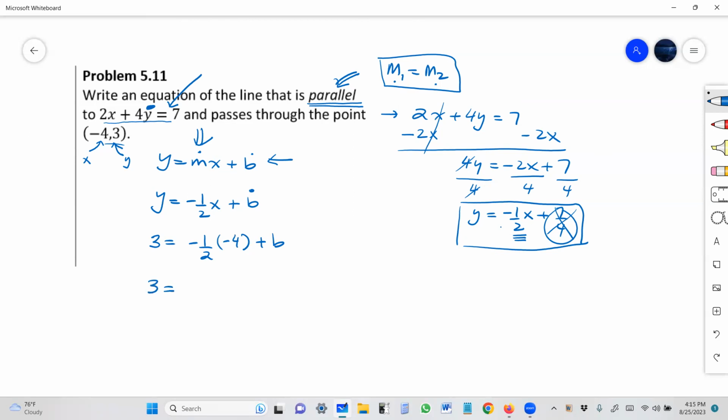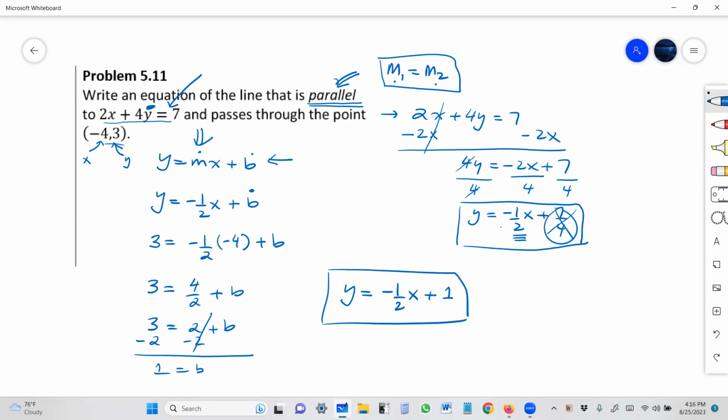Okay, so 3 equals -1/2 times -4 is positive 4 over 2. I'm going to write it 4 over 2 for now. And I'm going to simplify 4 over 2. And I am going to subtract 2 on both sides. And I have that b is 1. So now I can finally write my final equation, minus 1/2 x plus 1.